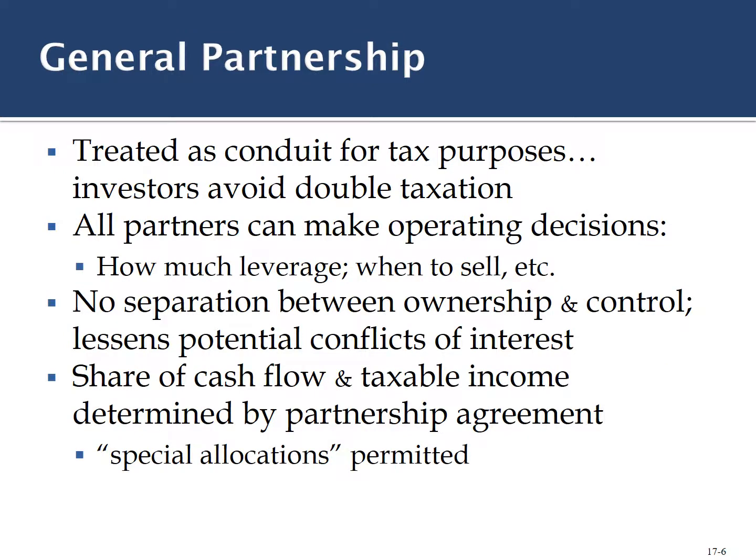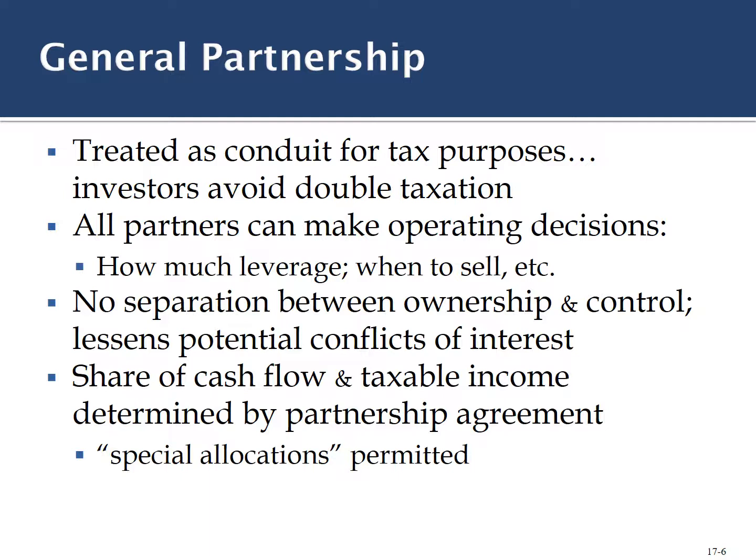The oldest form of syndication ownership is that of a general partnership. A general partnership is just your basic run-of-the-mill partnership. It is treated as a conduit for tax purposes, meaning all of the income from the investment in the building is passed on to the members of the partnership and taxed at their individual tax rates. In a general partnership, investors avoid double taxation because there is no taxation at the partnership level, only at the individual member level.